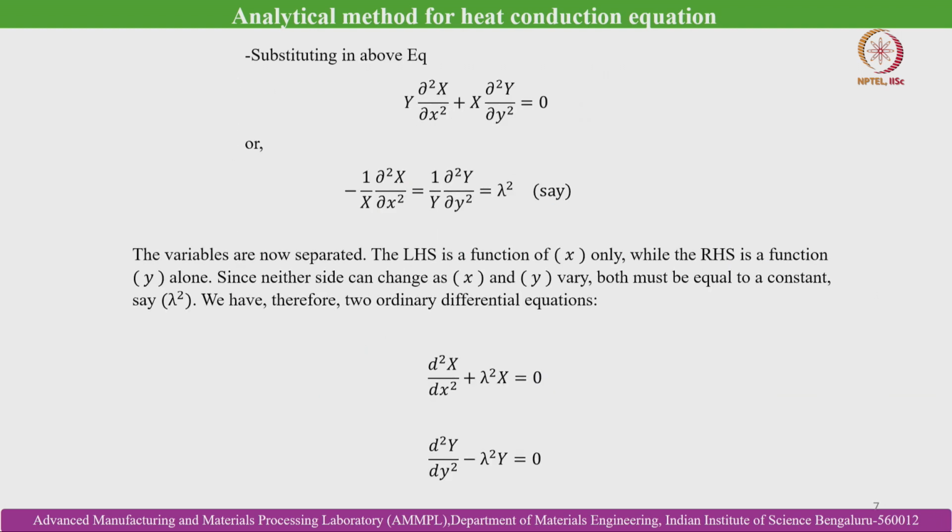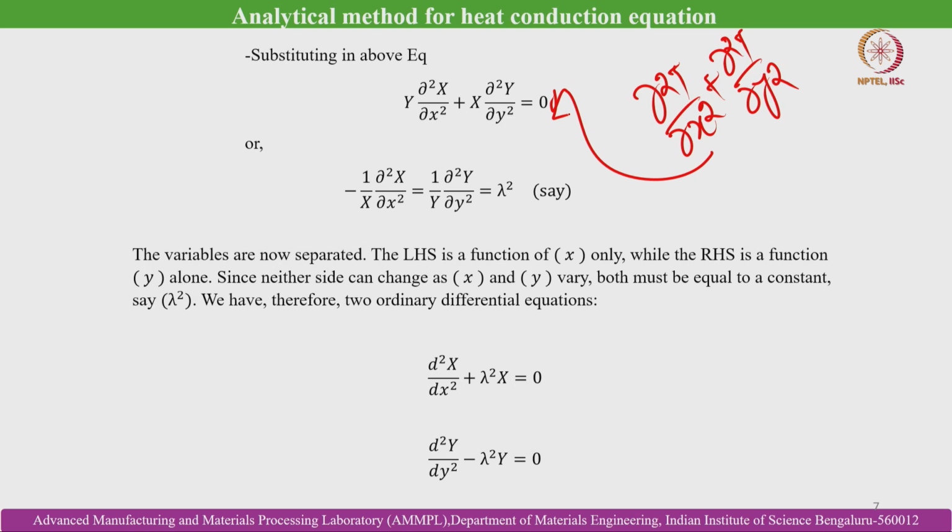So, if we just club them, basically we are putting the values of del square T by del x square and del square T by del y square over here, and then we arrive at this expression, that is capital Y del square capital X by del x square plus capital X del square capital Y by del small y square is equal to 0. Or we can rearrange the terms. So, from this equation, we can get del square capital X by del x square times Y is equal to minus capital X del square capital Y by del y square.